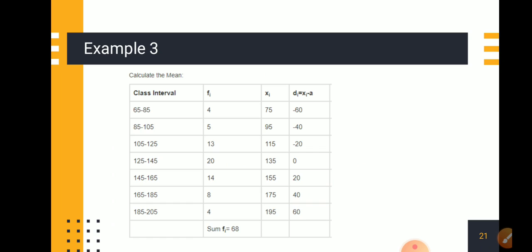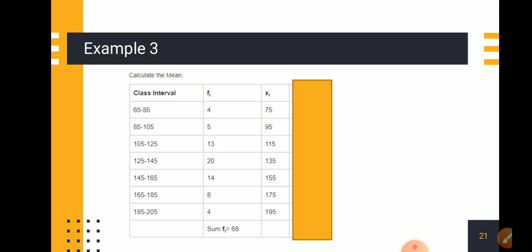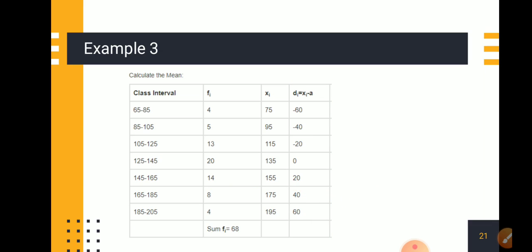Now to calculate the mean, we use either the direct method or the assumed mean method. Either you use the direct method by sigma fx by sigma f, or you can use the assumed mean method by taking out the deviation and then using the formula wherein the mean would be equal to the assumed mean plus sigma f1 d1 by sigma f1. You will get the mean.